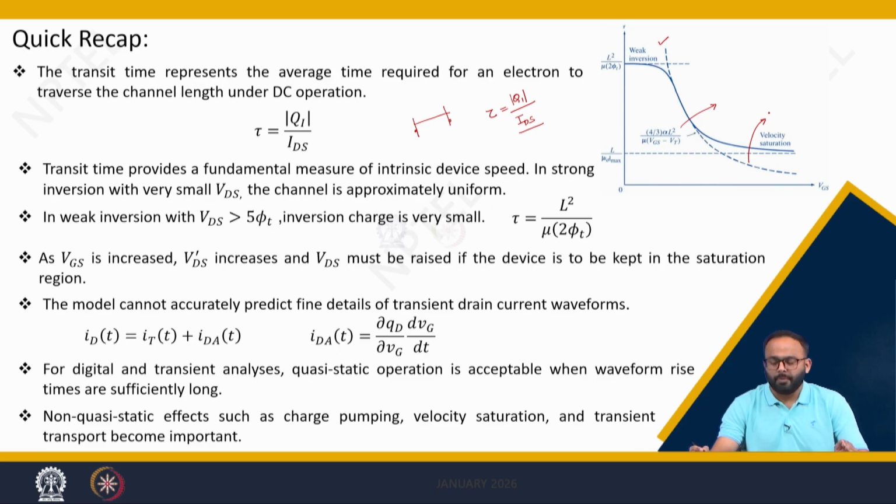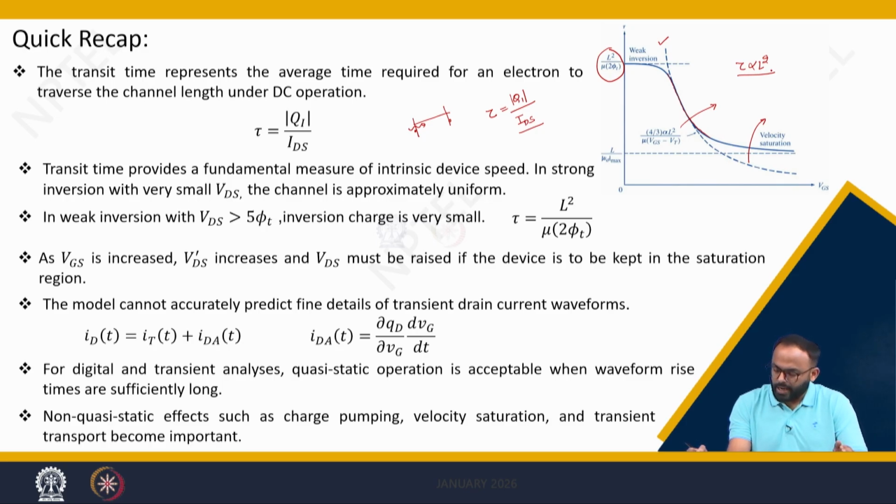We found that in weak inversion, the transit time is not dependent on the voltage, because in weak inversion the phenomenon is diffusion, whereas in strong inversion, once the carrier moves from the source into the channel, it will encounter the field, and that's why the transit time reduces. We found that in all three cases, the transit time is directly proportional to L square.